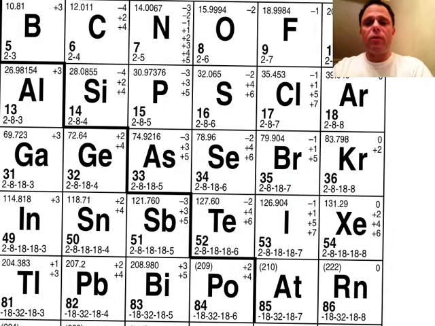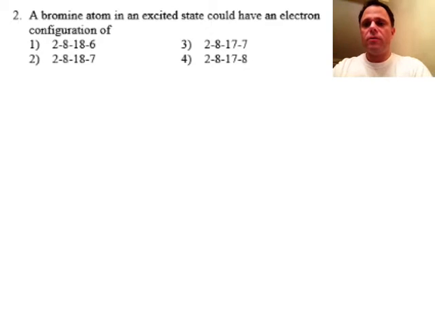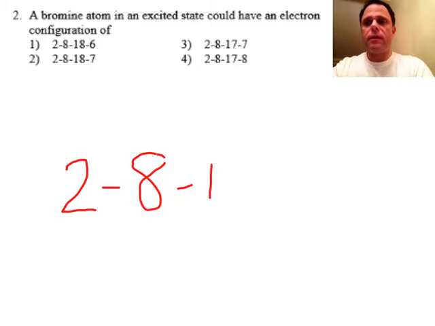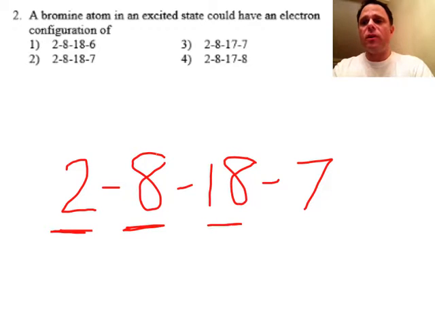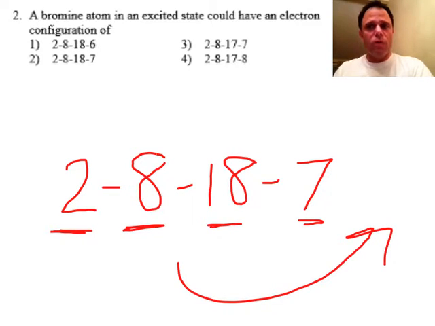So what would that look like perhaps as an excited atom? Now remember, 2, 8, 18, 7. Okay, so let's go ahead and write that. 2, 8, 18, 7. Now, if this absorbs energy, one of these electrons here, here, here, or even here are going to jump up to a higher energy level and alter the numbers.